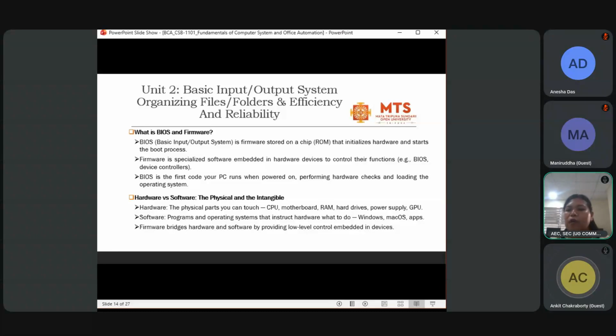Anyone from the arts department? Arts department, Shuli Roy, Anisha Das. Can you tell what is software? Or Tandra?